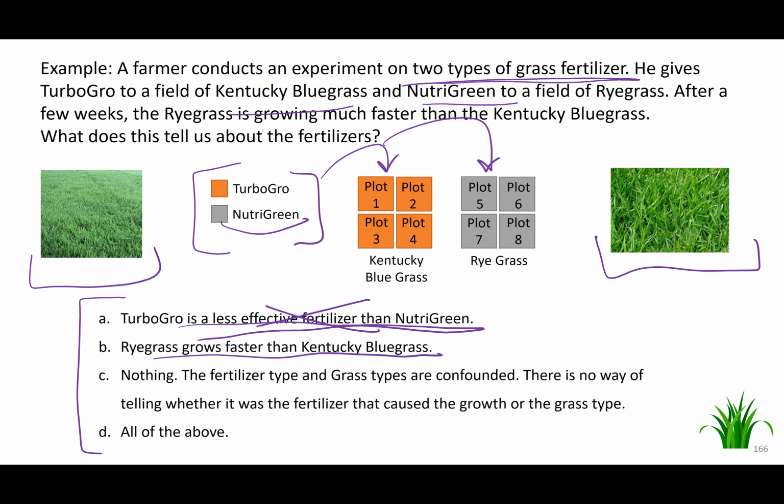Does ryegrass grow faster than Kentucky bluegrass? We don't know. It could be that it does, but it could be that Nutri-Green helps. So we're going to end up having to say, sorry, nothing, that the fertilizer type and grass types are confounded. There's no way we can tell what's making the ryegrass grow faster. Is it the fact that it's ryegrass? Is it the fact that we had the Nutri-Green fertilizer? Is it a combination? We don't know. So we don't get to say anything here, which is usually a bummer.